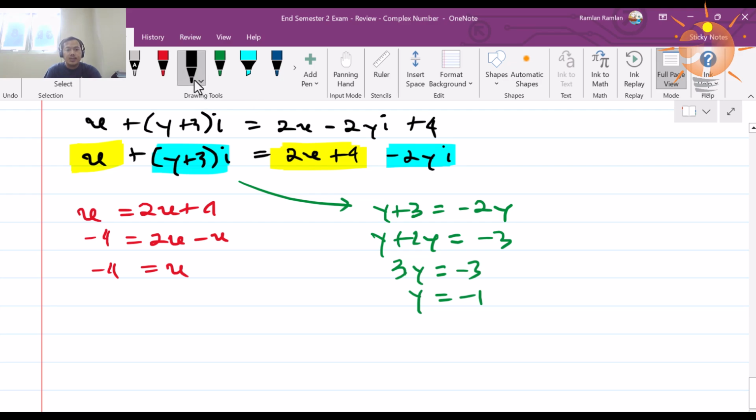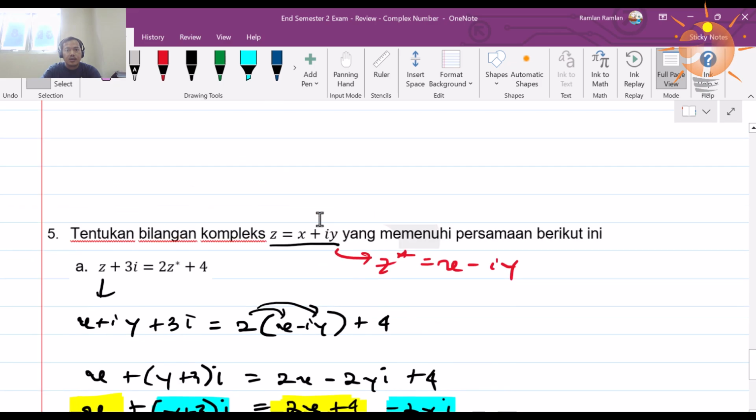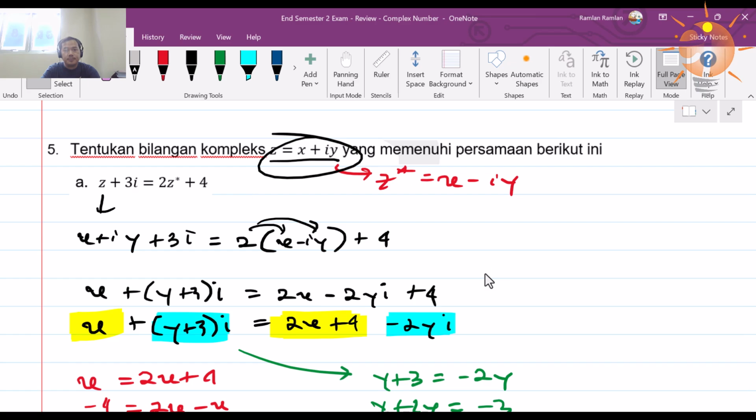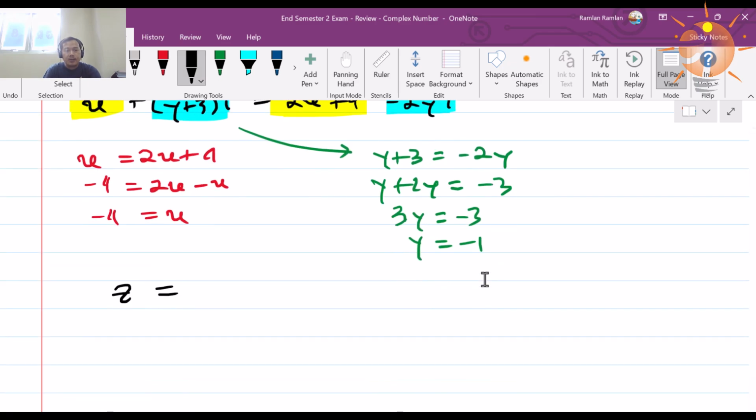So which means that z is equal to, okay, we know that z is this guy over here, x plus iy. Since we already know the values of x and y, it will be negative 4, and then plus negative i, or just minus i. That's it.